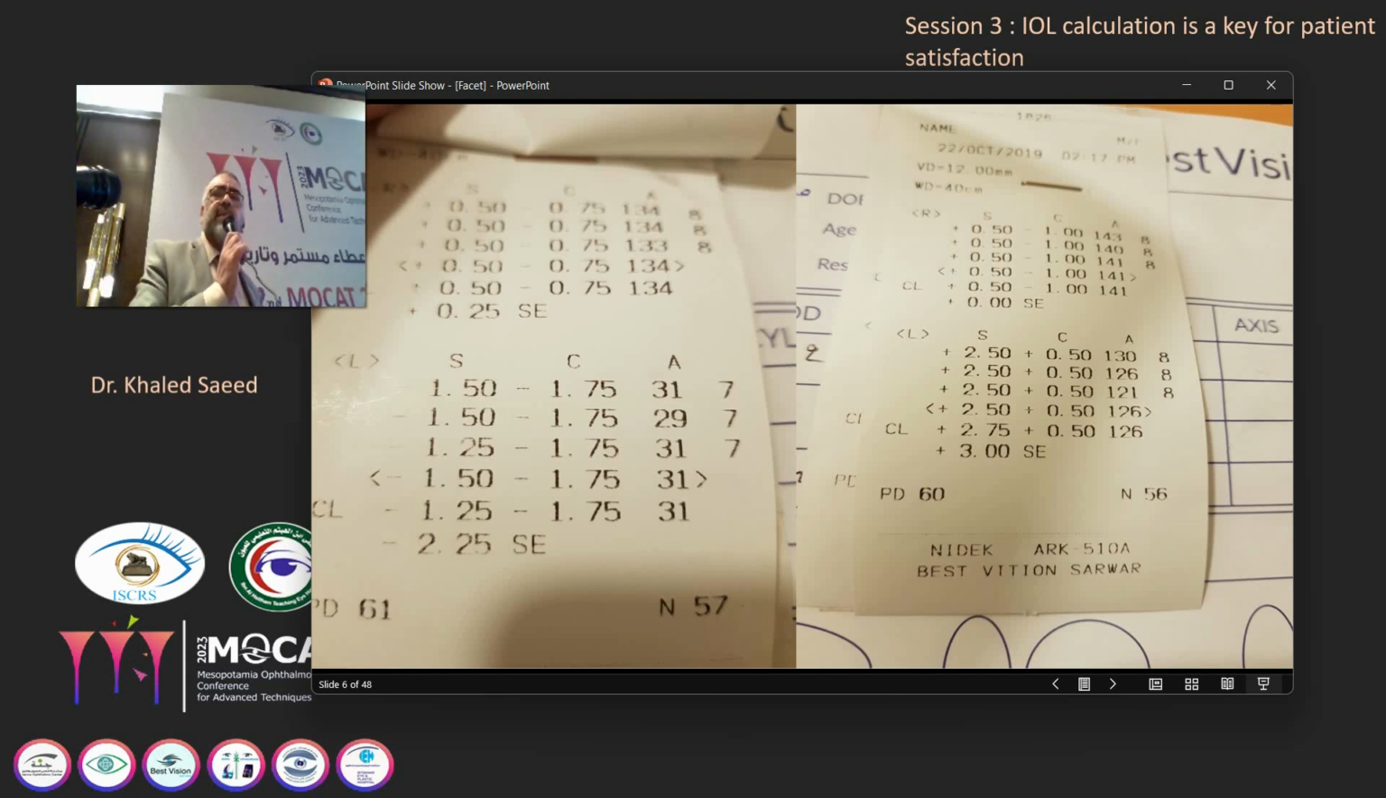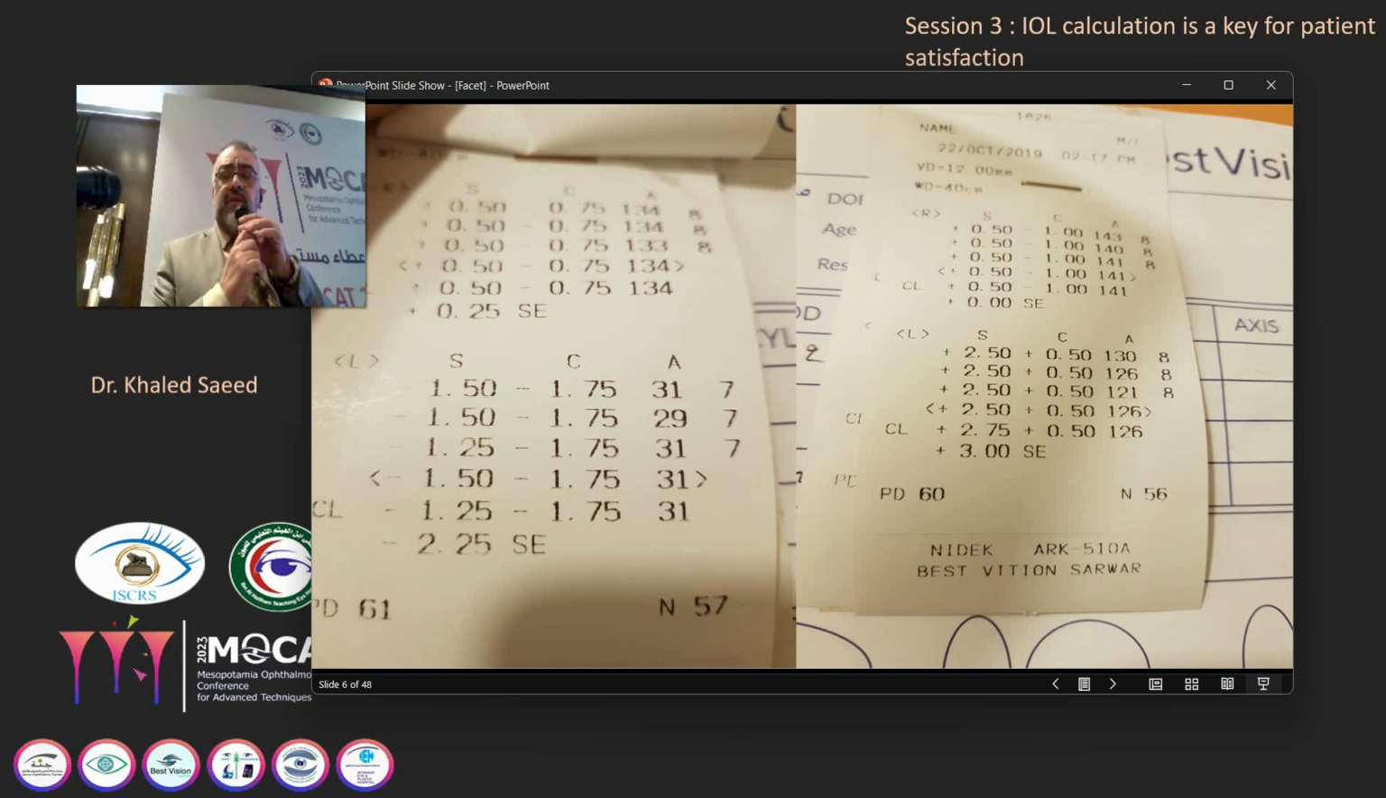My lecture today is about special cases of IOL calculation in patients, like patients after refractive surgery or patients after vitrectomy surgery, or even, as Dr. Ahmed says, patients who have an ectasia.